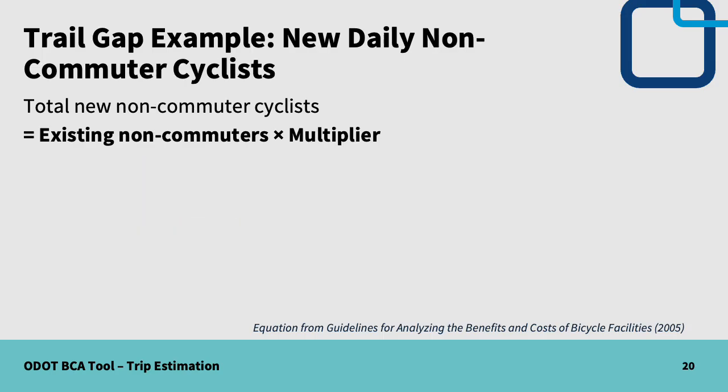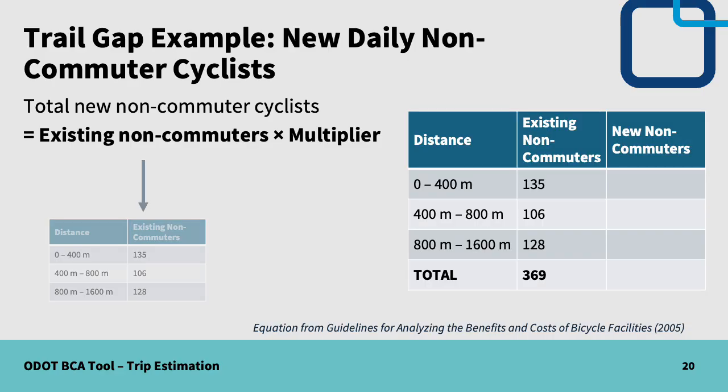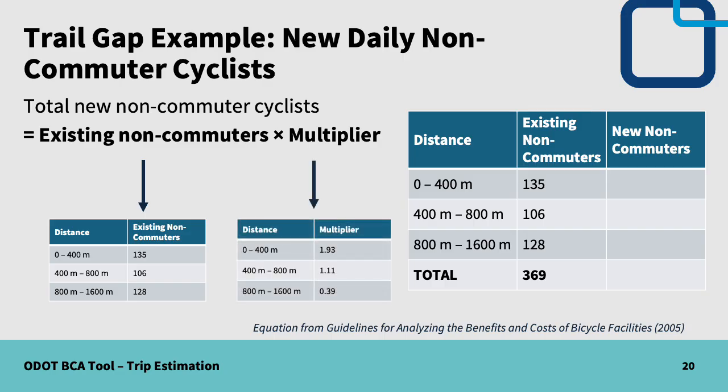To estimate the number of non-commuter daily cyclists, we do pretty much the same thing, only using existing non-commuter daily cyclist numbers. The same multipliers are used for each of the buffer distances. In our example, we used the formula to get a sum of 428 new non-commuter adult cyclists.